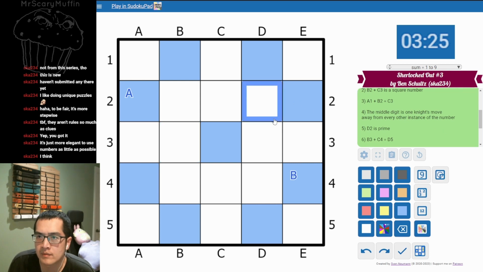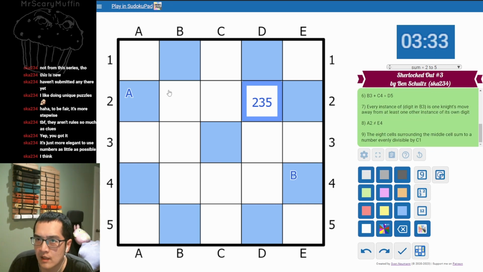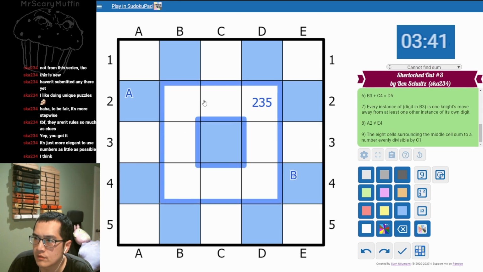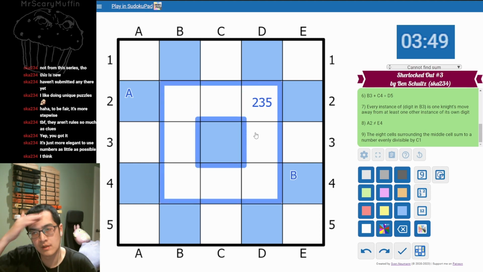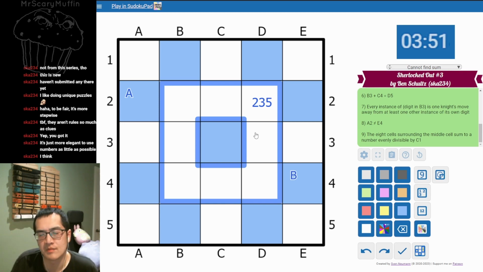D2 is prime. All right, let's put in some numbers. 1 is not a prime number, so it's 2, 3, or 5. There we go. We got rid of 1 clue, and we used this one, so we got rid of 2 clues. Now we only have to worry about 7 other clues. The 8 digits around the middle digit sum to a number that is divisible by this number. So we have 8 numbers, and one of them is a prime number.